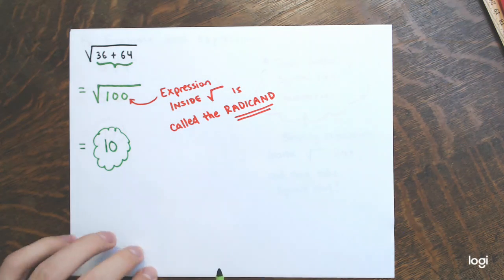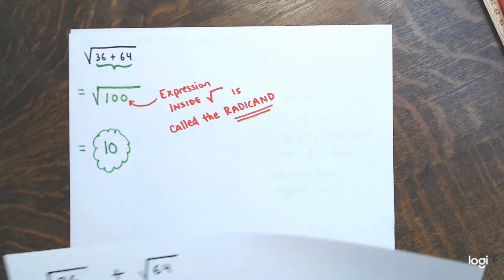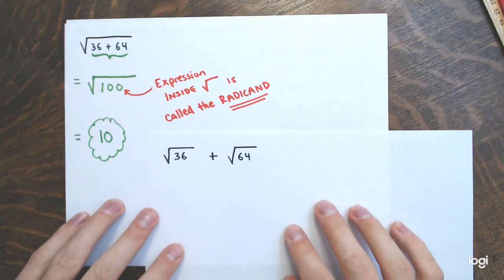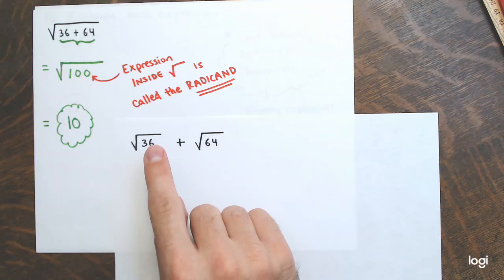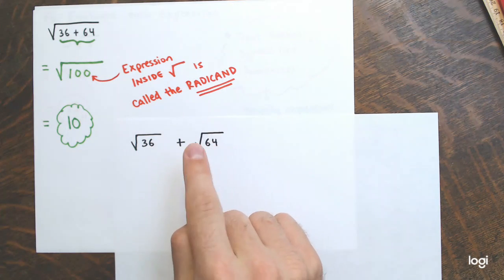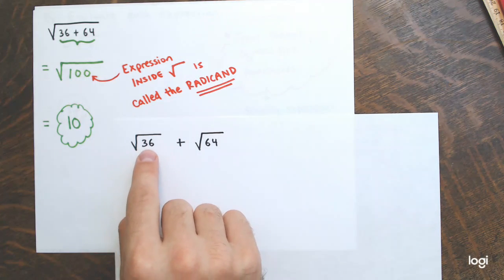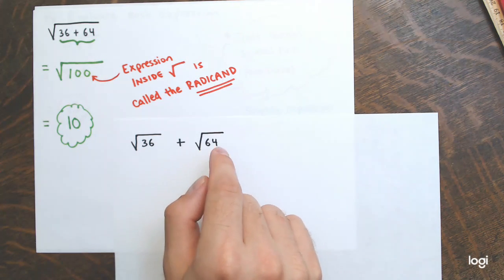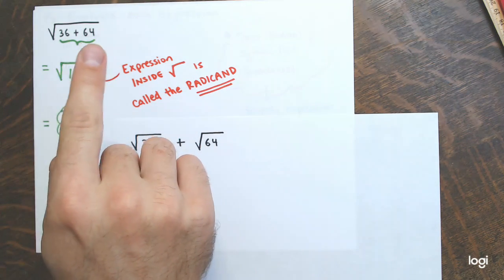Great. All right. Now let's take a look at how this example compares to my next one. I'll keep it on the same page here. So 36 is the radicand of this symbol. 64 is the radicand of this radical symbol. And see, I'm taking here the square root of 36 plus the square root of 64, as opposed to the square root of 36 plus 64.